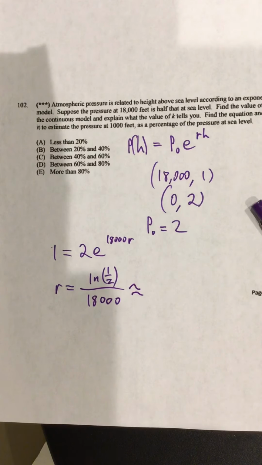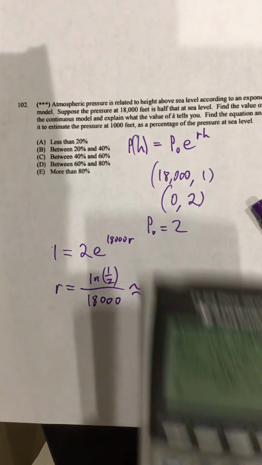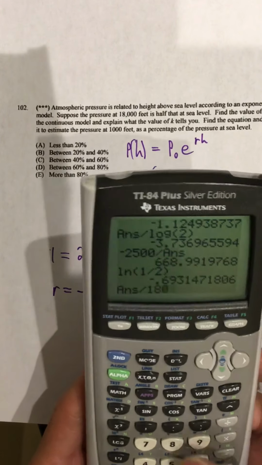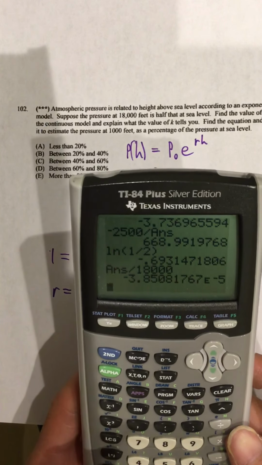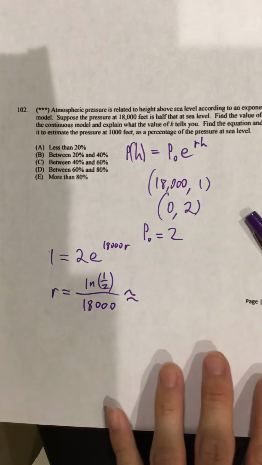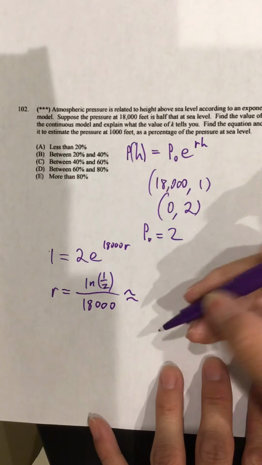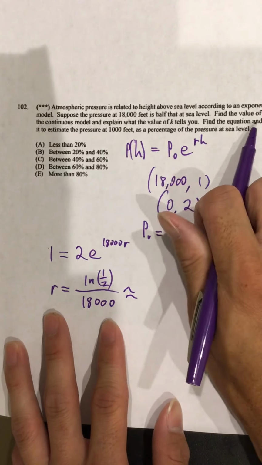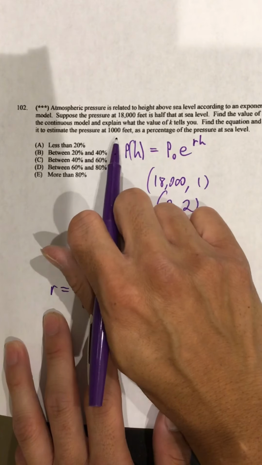And if we plug ln of 1/2 divided by 18,000 into the calculator, we get a very small number. So we know our r though, so this is good. Now that we found the equation, we can find the pressure at 1,000 feet.